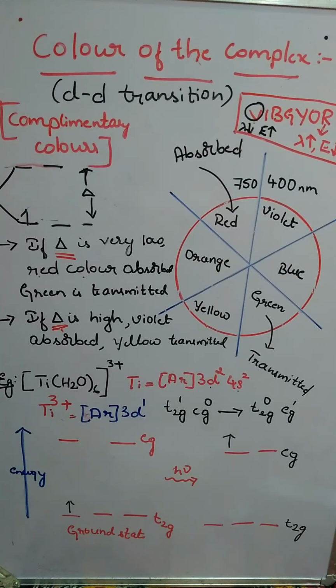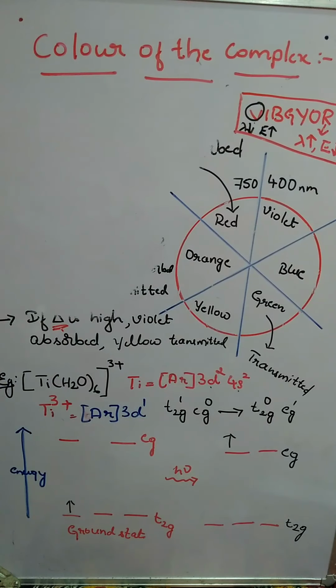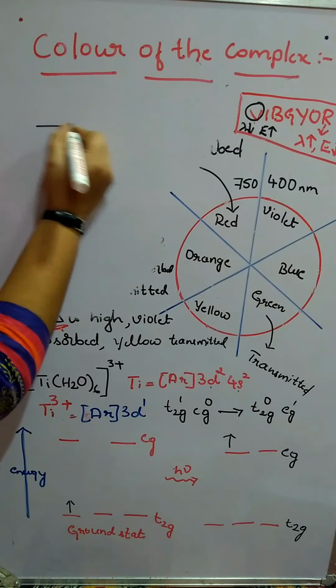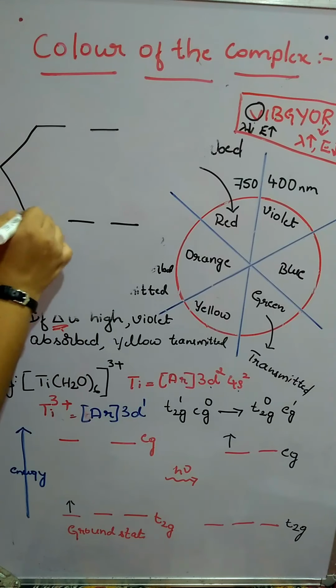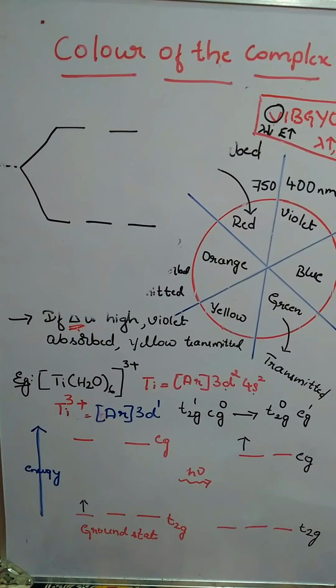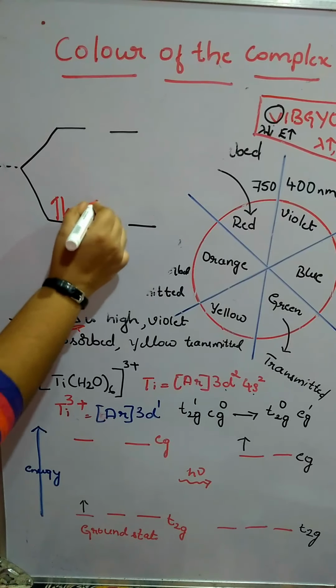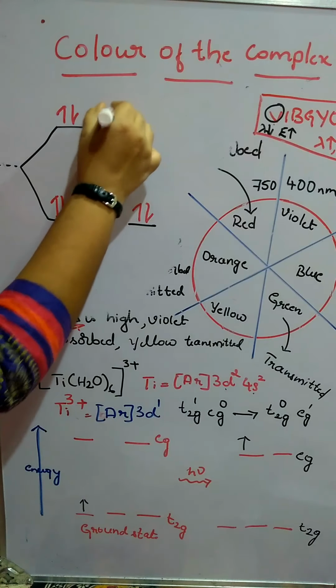Not this example, this is an extra I am writing. The color of the complex is according to the d-d transition. We shall see now. These are the distribution of orbitals, the t2g set here and the eg set here. Now the electrons are filled in this manner.